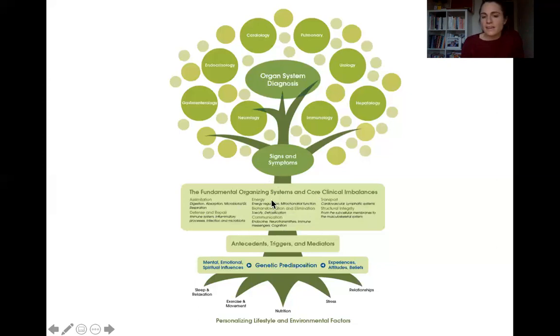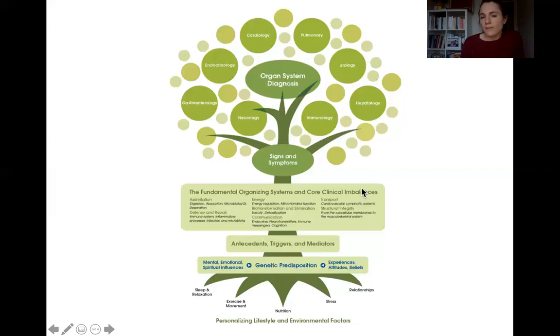The key thing here is that these are lifestyle factors that contribute to the development of these clinical imbalances, combined with the individual's genetic predisposition, their experiences, and their mental, emotional, and spiritual influences as well. All of these factors contribute to the development of these clinical imbalances, and then they can lead to specific disease states.